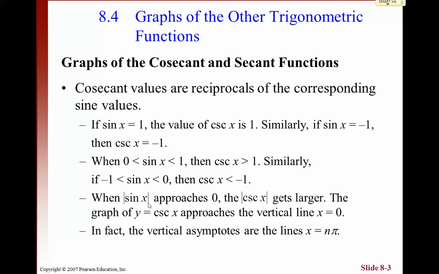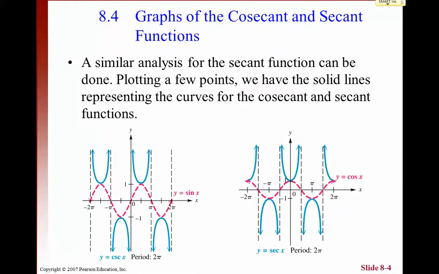So when the absolute value of sine approaches 0, the absolute value of the cosecant gets larger and larger, and the graph of y equals cosecant approaches a vertical line. So it becomes an asymptote. So when the sine equals 0, we're going to get an asymptote. And in fact, the vertical asymptotes are at every multiple of pi, right? This means that when x is a multiple of pi, we're going to get a vertical line. Okay, so similar analysis for the secant function can be done, since the secant goes with the cosine.